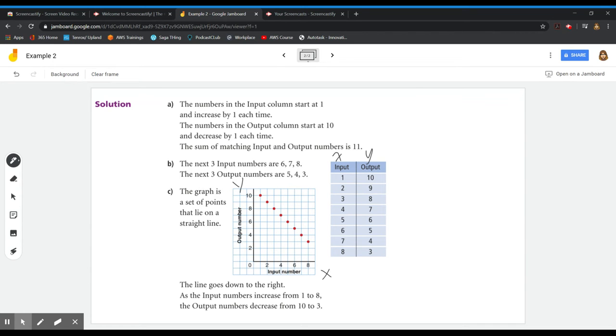What is the name for a pattern that lies on a straight line? If you said linear pattern, you are correct. The line goes down to the right as the input numbers increase from 1 to 8 and the output numbers decrease from 10 to 3. Hope this helps.